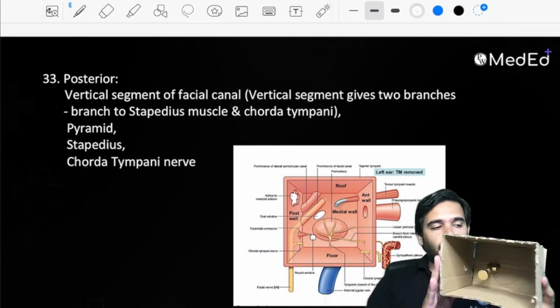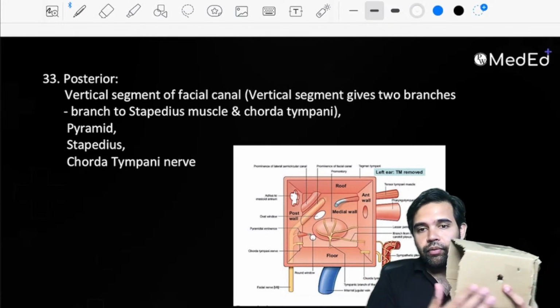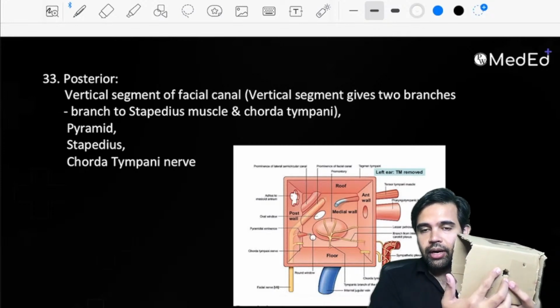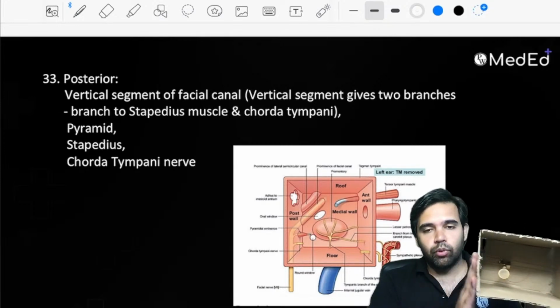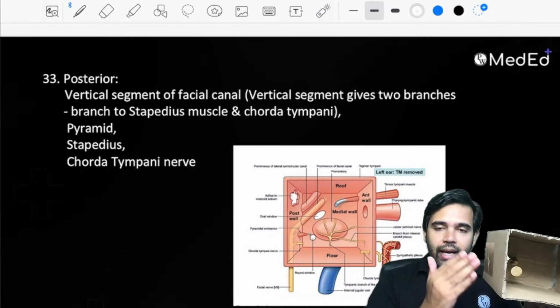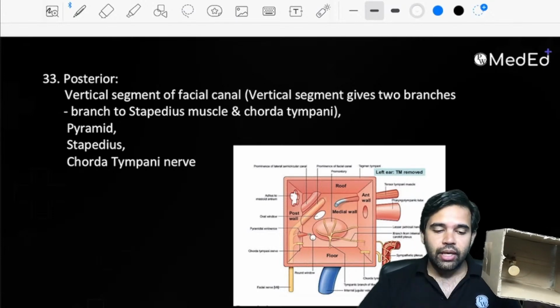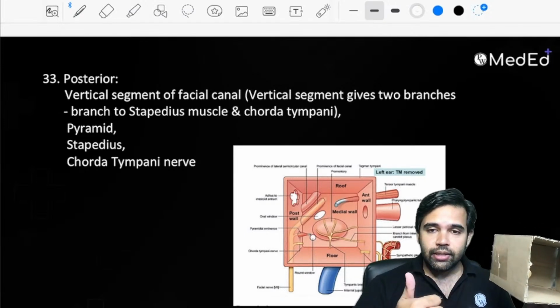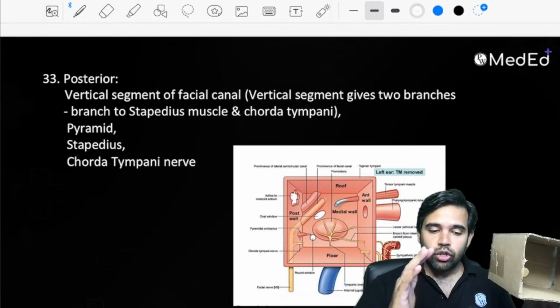Got it? So anterior, we have four things: chorda tympani nerve, eustachian tube opening, internal carotid artery, tensor tympani muscle. In the posterior wall, you have the vertical segment of the facial nerve, the pyramid and the stapedius muscle, and the two branches that the vertical segment of the facial nerve gives. One is the chorda tympani nerve, the other is the nerve to stapedius.